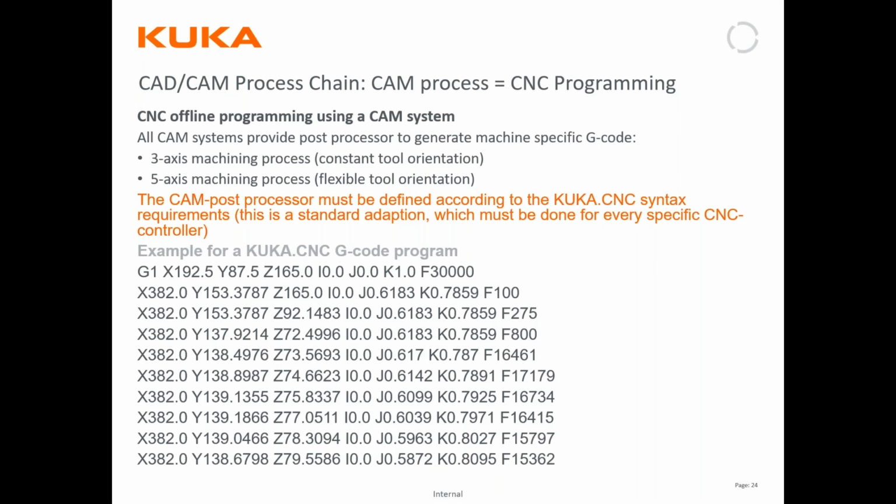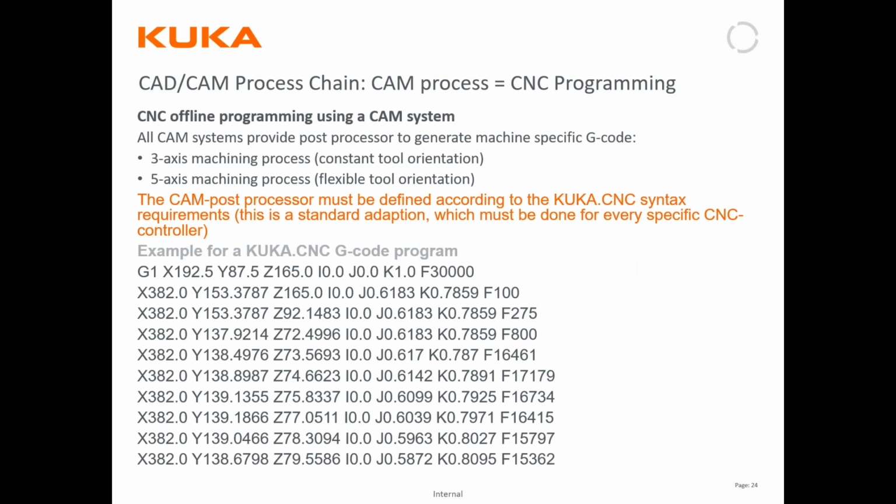All CAM systems provide a post-processor to generate machine-specific G codes. It can be a 3-axis machining process, which has constant tool orientation. So it's fixed perpendicular to the workpiece. It is suitable for planar surfaces and parts which require simple contouring or drilling. Some examples are flat components like molds or plates.